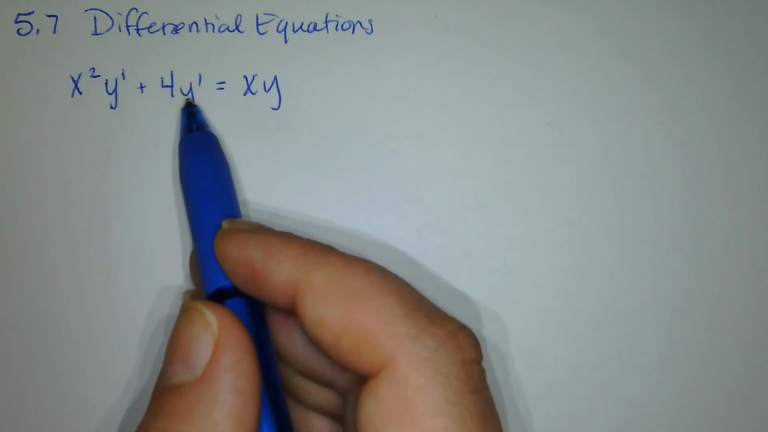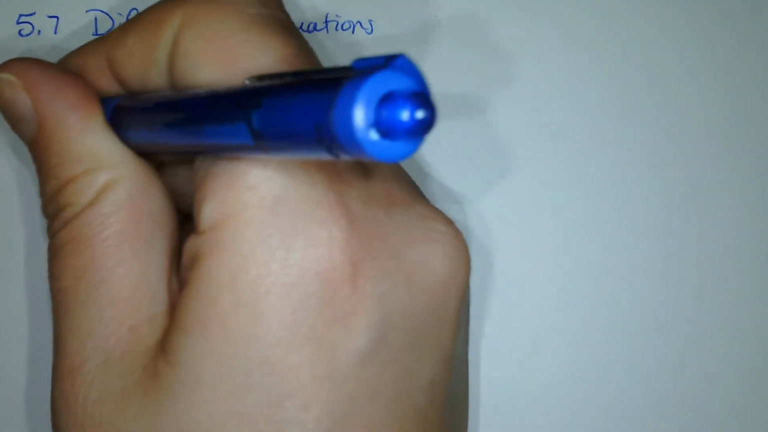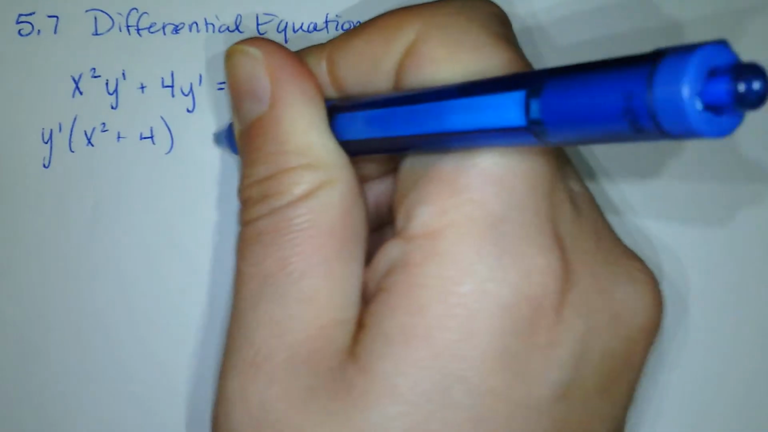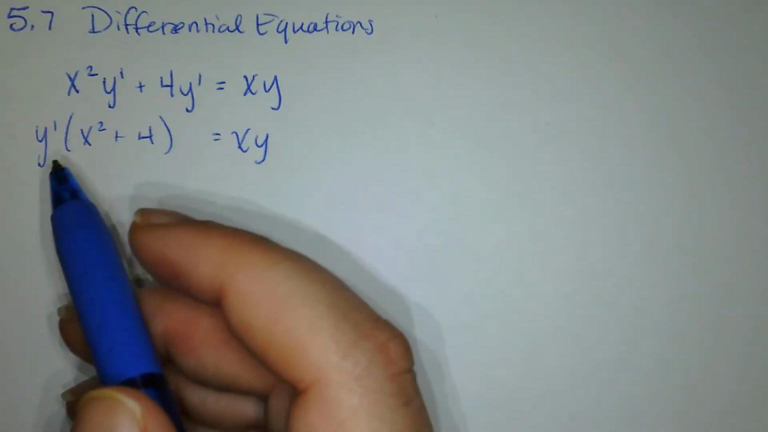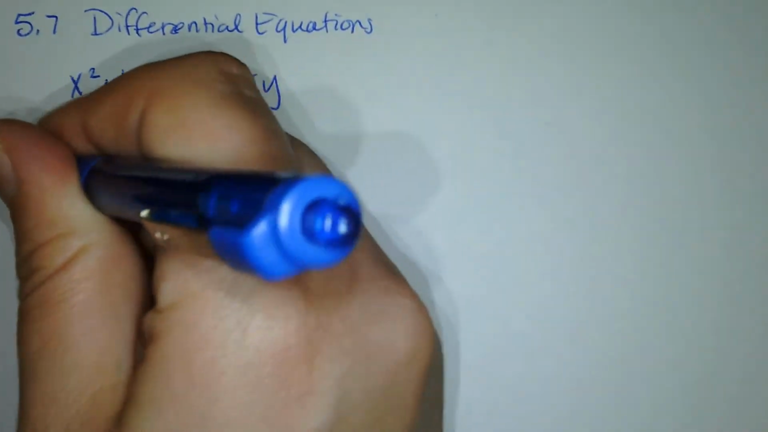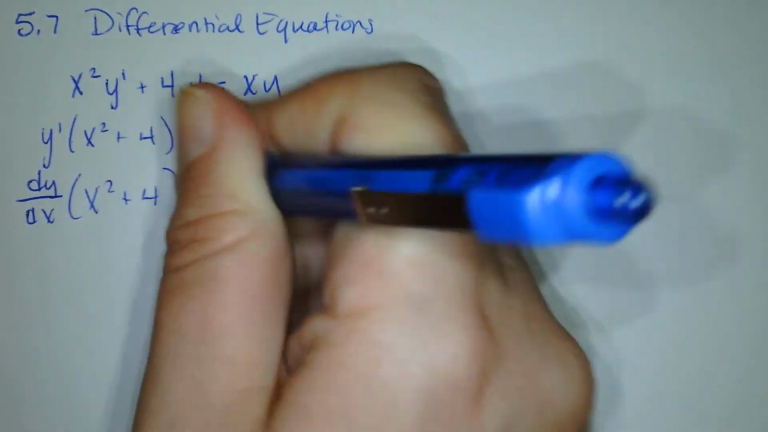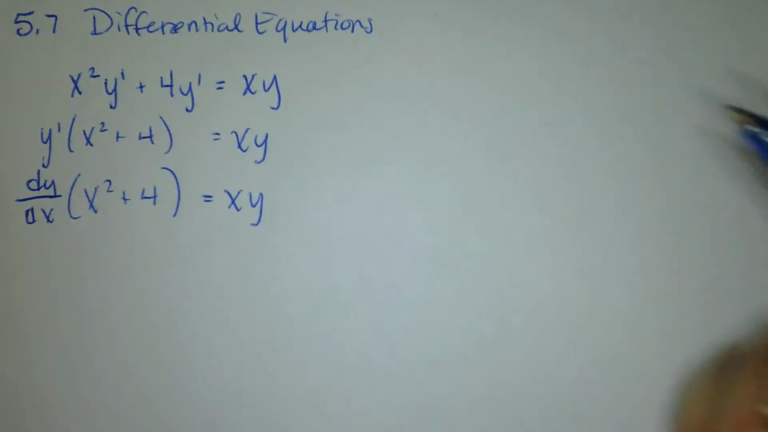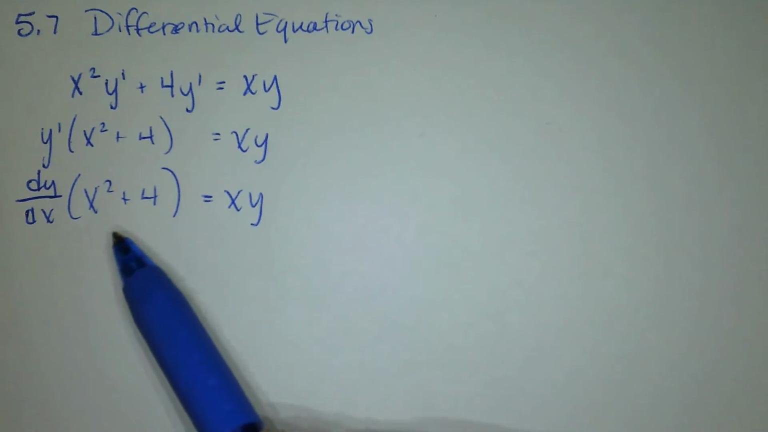So the first thing I'm going to do is separate the y prime out. So y prime times (x squared plus 4) equals xy. And then I have to remember that y prime is another way to write dy/dx. So it took me 2 steps, but I got to a form that I'm a little bit more comfortable with.